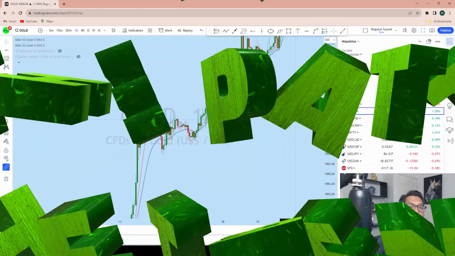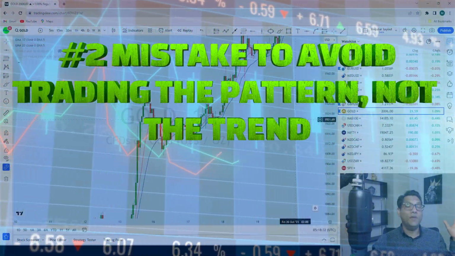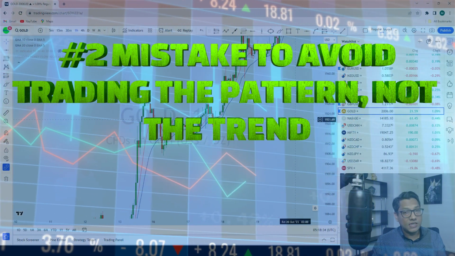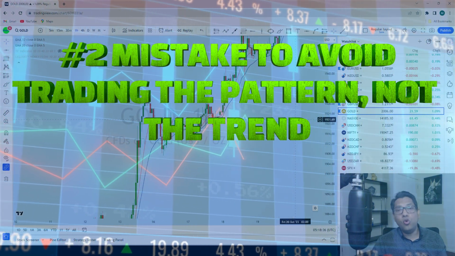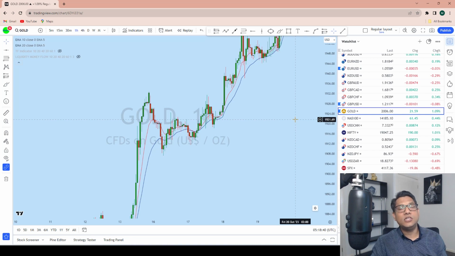So the third mistake that one must avoid is trading the pattern, not the trend. This is also a very common tendency, especially in the beginning, to look for a double top, double bottom, head and shoulder, instead of thinking about where this head and shoulder has been formed and which way the major direction of the trend is. So what do I mean by this? Let me show you a couple of examples to understand.